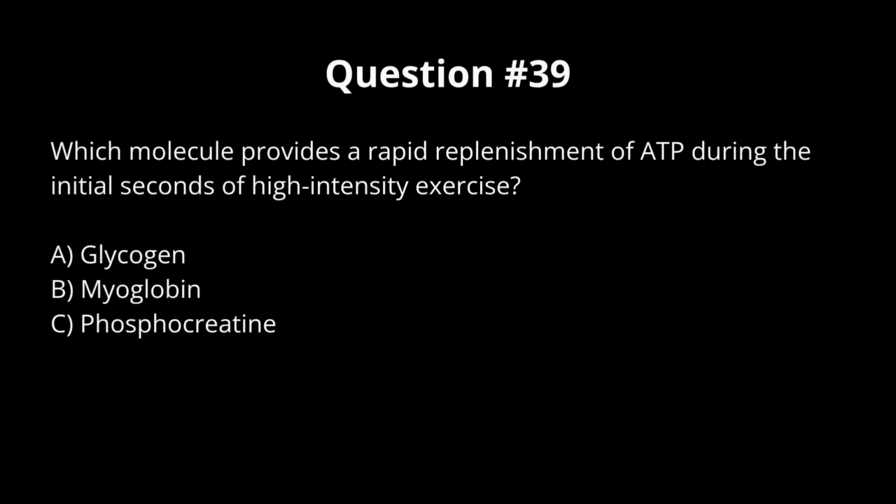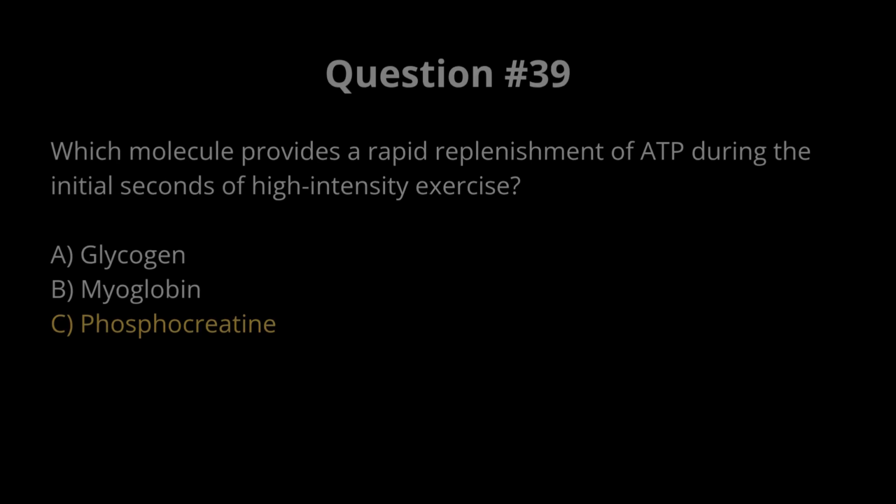Question number 39. Which molecule provides a rapid replenishment of ATP during the initial seconds of high-intensity exercise? A. Glycogen. B. Myoglobin. C. Phosphocreatine. The correct answer is C. Phosphocreatine donates a phosphate to ADP, quickly regenerating ATP for short bursts of activity.